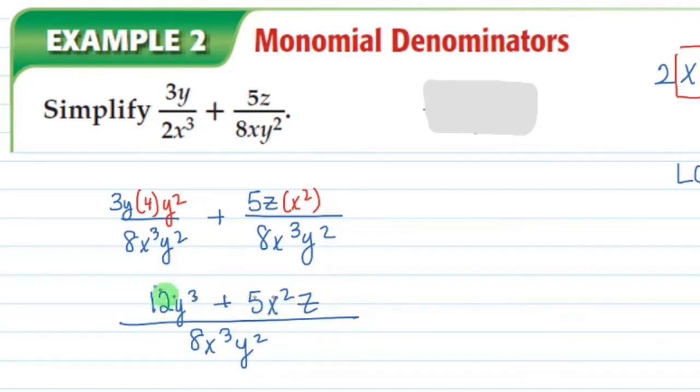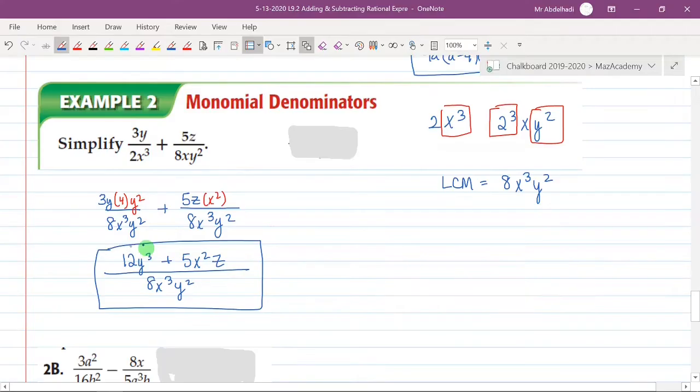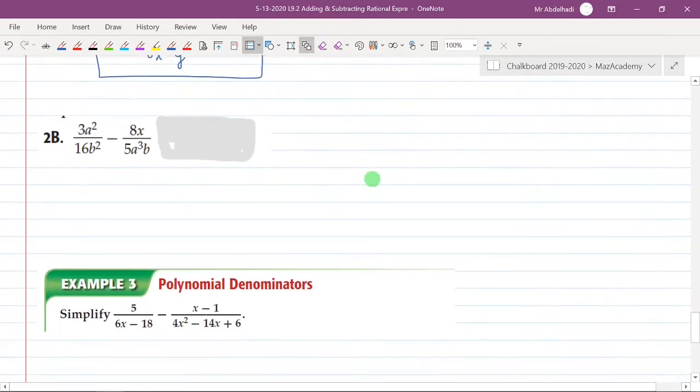And since these aren't like terms, you're done. Just box your answer. Let's take a look at their answer. Yep, same thing. So let's try this one right here. What's the least common multiple for these?